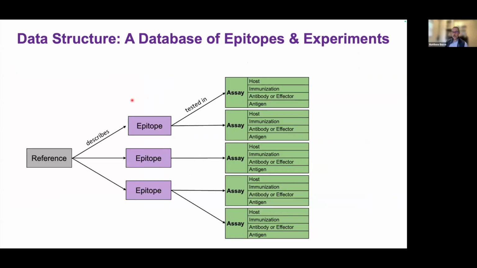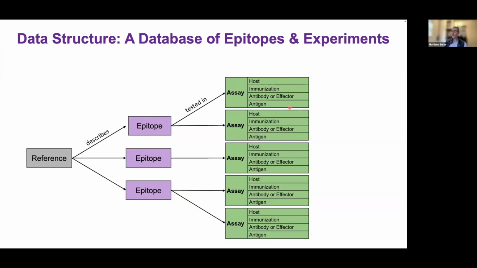This process of mapping data from the unstructured literature to the database is a big part of what we do. As you can see here, this is a highly simplified schematic of our database, and it's organized around epitopes and assays. So a curatable paper will have one or more epitopes within it, and each of those epitopes will be tested in one or more assays.